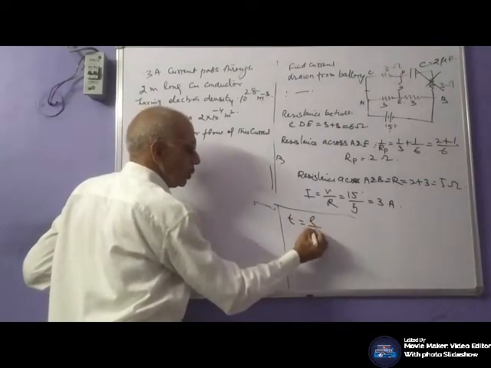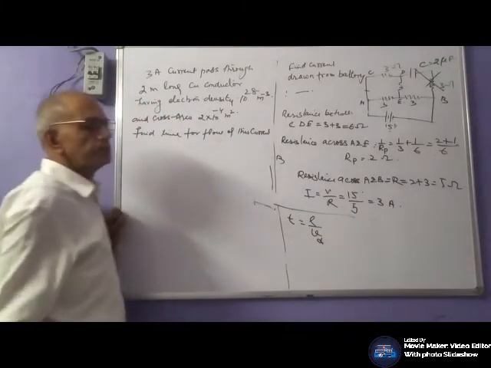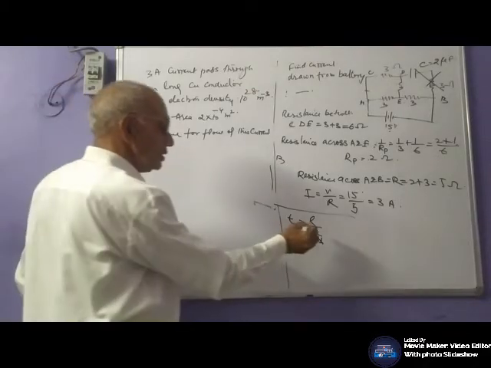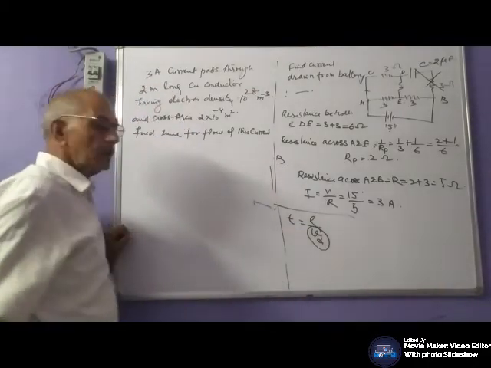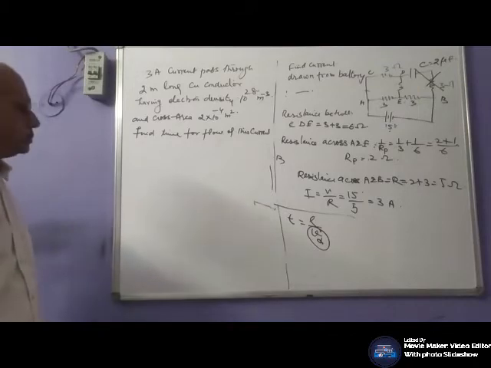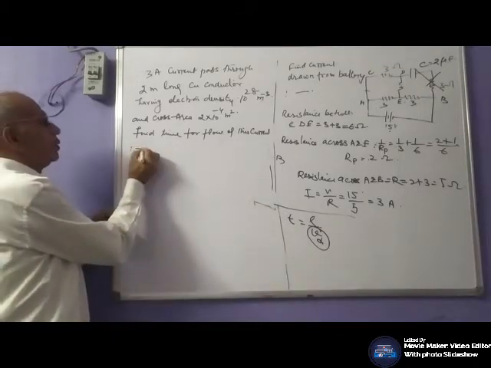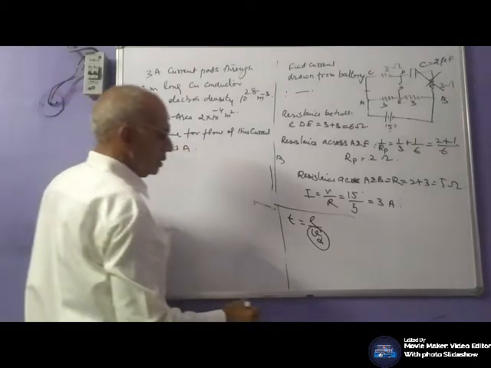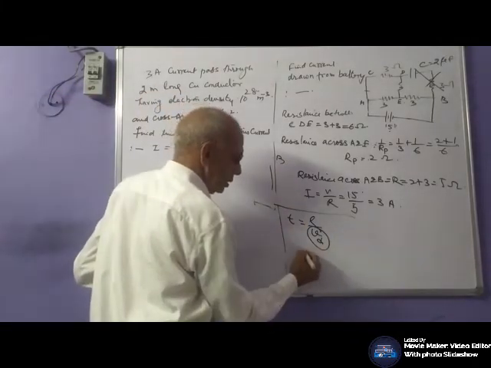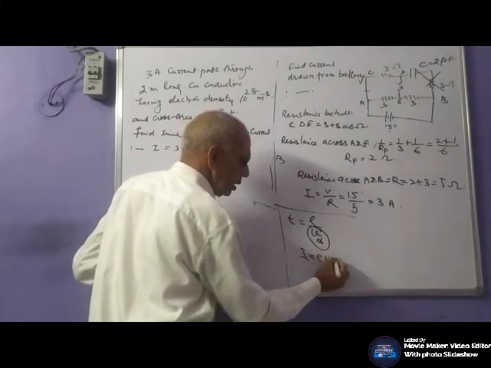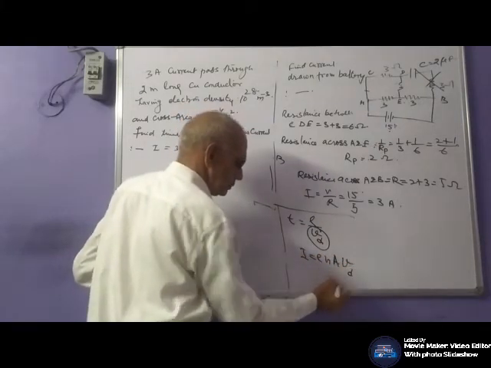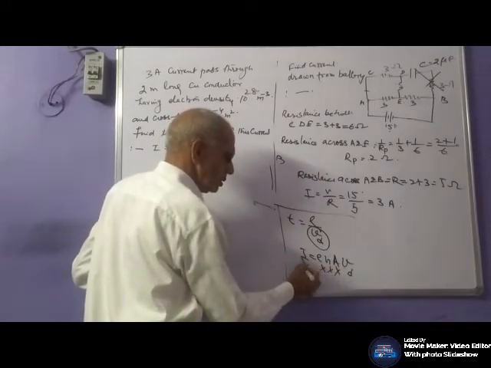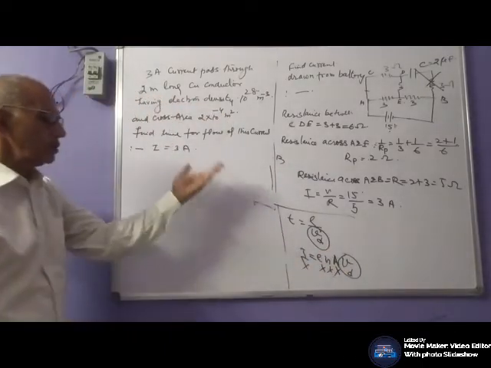Time is distance upon velocity. Distance is given. We have to find the drift velocity from somewhere. We can find it since I is 3 ampere. I equals e n A vd. We know this, this and this, so we can find this and the question will be solved.